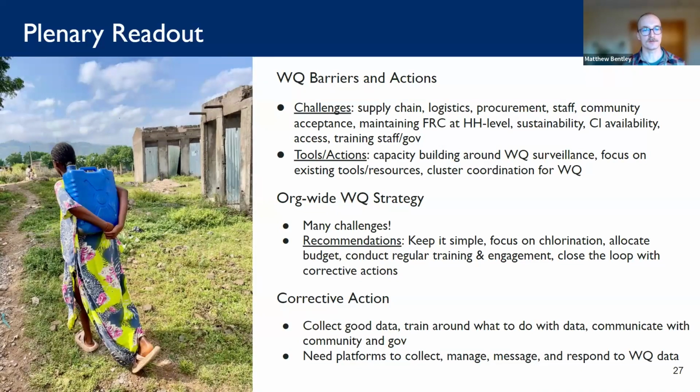Under the first breakout group around water quality barriers and actions, there were a number of new challenges that were highlighted. Some of the ones discussed most frequently were supply chain issues around equipment for testing, as well as chlorine availability and supply chain of water quality related materials, logistics and procurement issues, and having the appropriate level of staffing to actually get water quality monitoring done appropriately. Community acceptance of chlorine was discussed quite a lot as well.